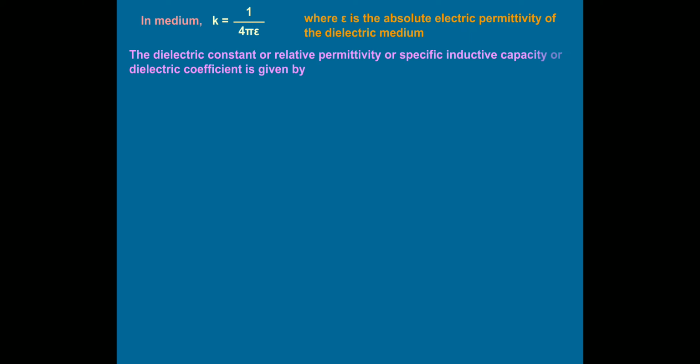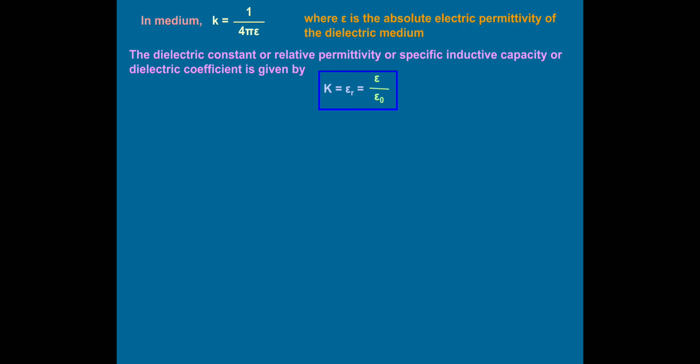The dielectric constant or relative permittivity or specific inductive capacity or dielectric coefficient is given by K is equal to epsilon r is equal to epsilon by epsilon naught. So what is the meaning of this? Just now we studied what epsilon naught was. Epsilon naught was absolute electrical permittivity in vacuum. What is epsilon? Absolute electric permittivity in medium.